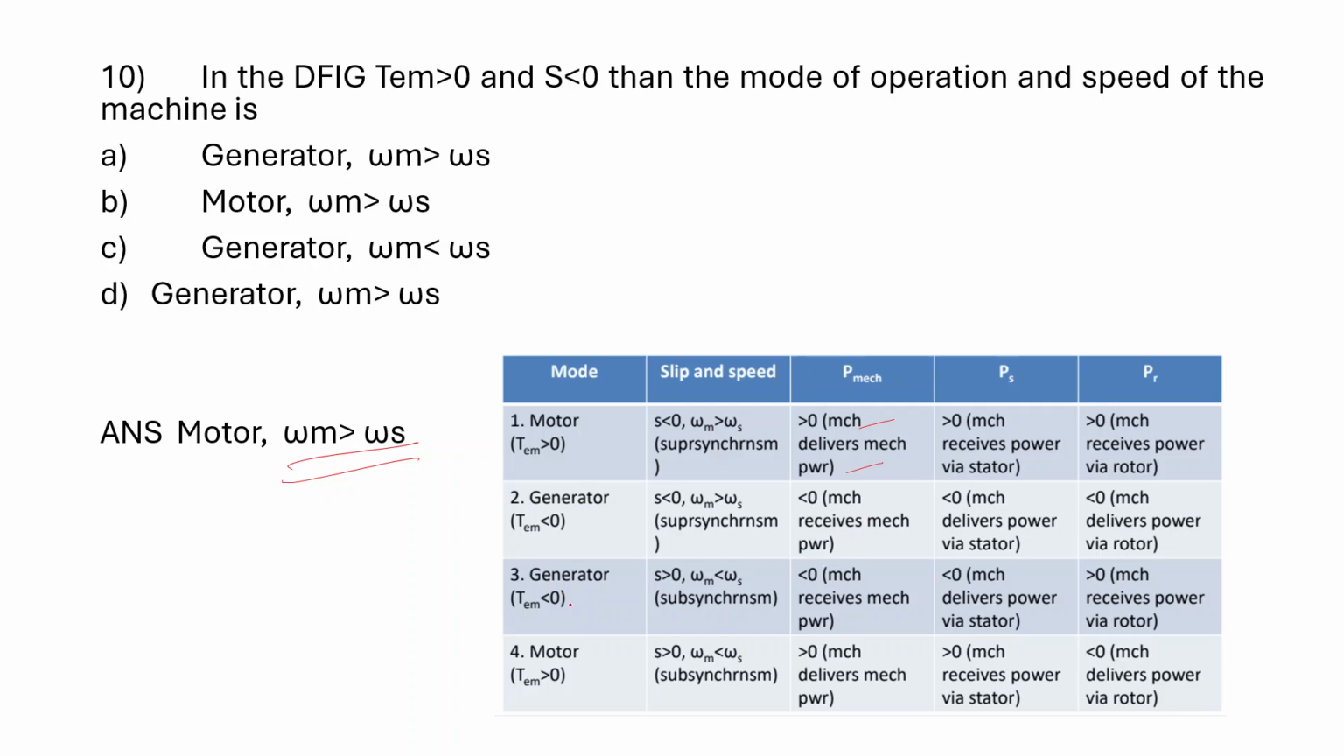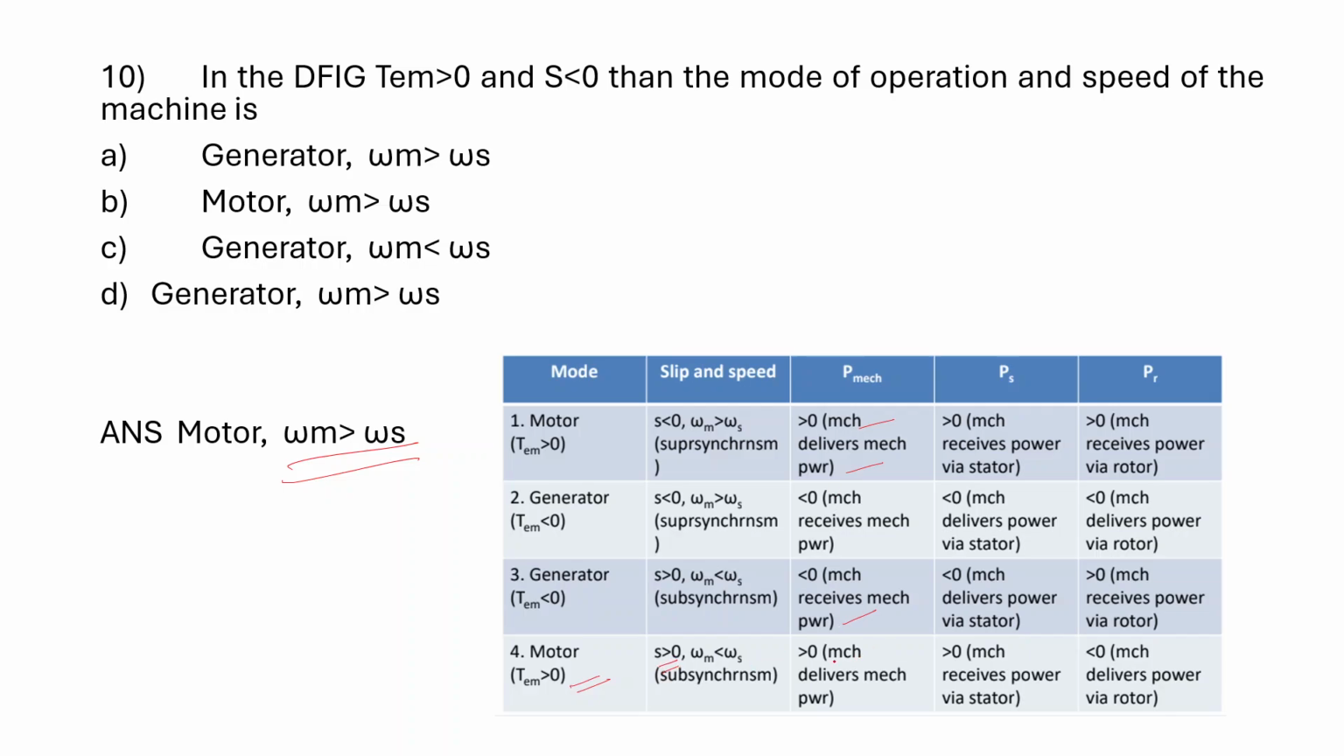In the third, generator mode, when TEM is less than 0, but S is greater than 0, and omega m is less than omega s, and the P mechanical is less than 0, where the machine receives the mechanical power. And the fourth mode, which is also a motor mode, but here S is less than 0, S is greater than 0.